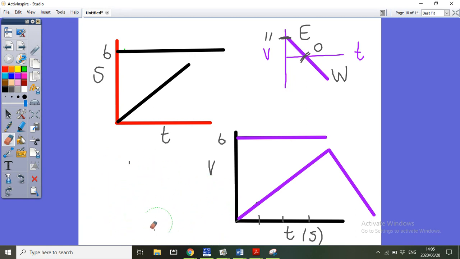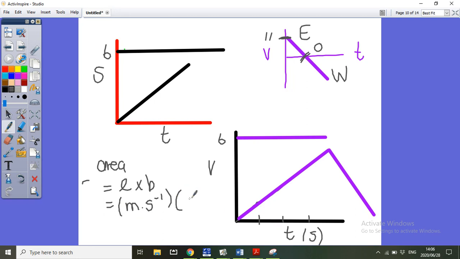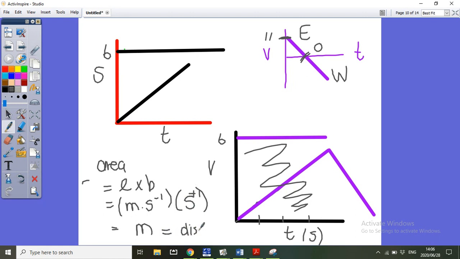So area, again, if you look at the area, we say area under the graph, but remember it's between your line and the graph. So if we look at this area here, area would just be equal to length times breadth. So we have meters per second again, and this time we are multiplying it by seconds. Now remember, seconds, if there's nothing there, you might as well write a 1, and we end up with meters. So you can see now that this area under the graph would give us the displacement.